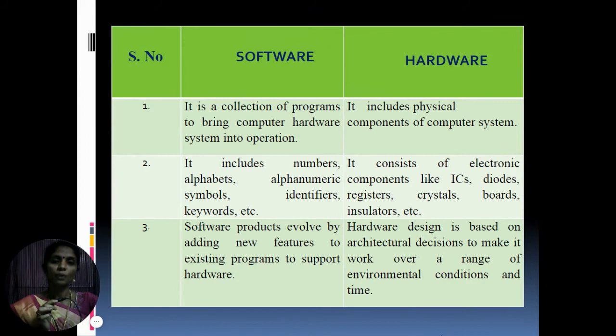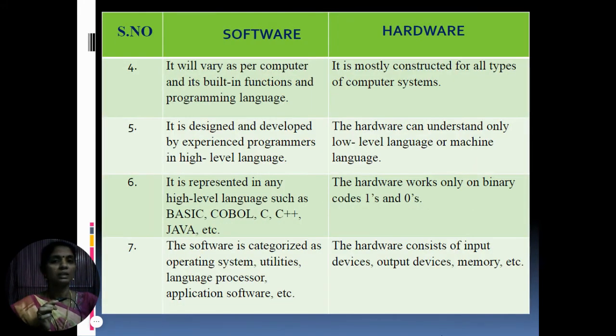Next, the software product evolves by adding new features to existing programs to support hardware. The hardware design is based on architectural decisions to make it work over a range of environmental conditions and time. Next, the software varies as per the computer and its built-in functions and programming language, depending upon the programming language. But hardware is mostly constructed the same for all types of computer systems.